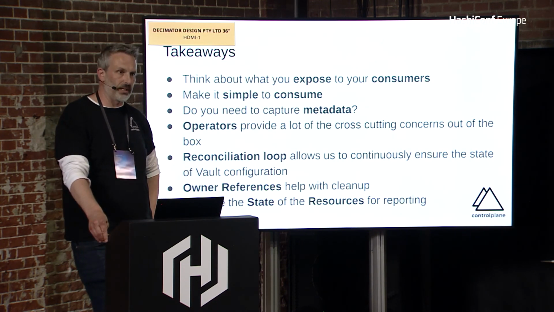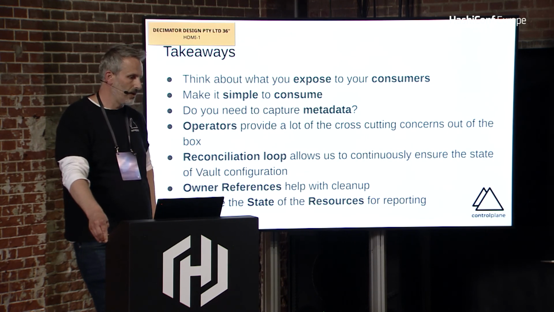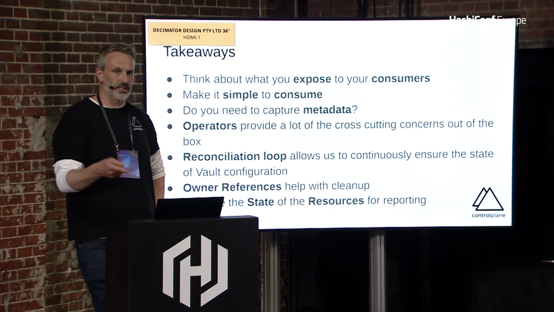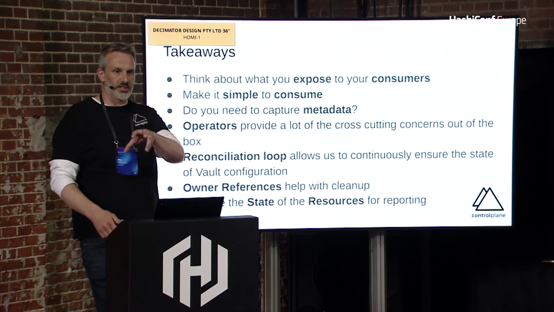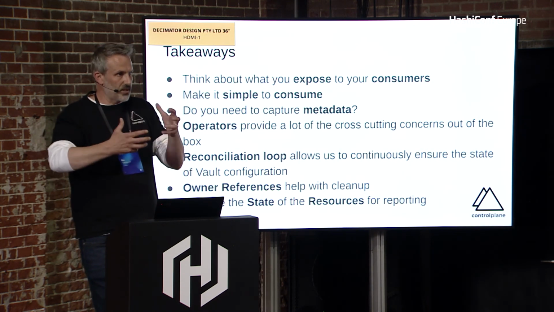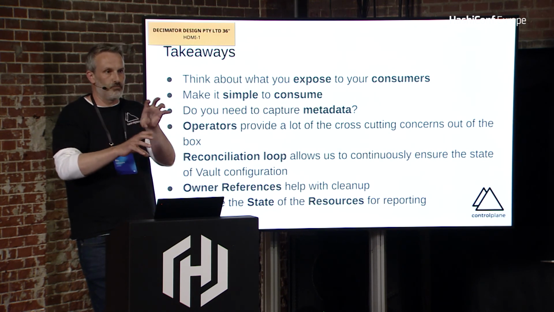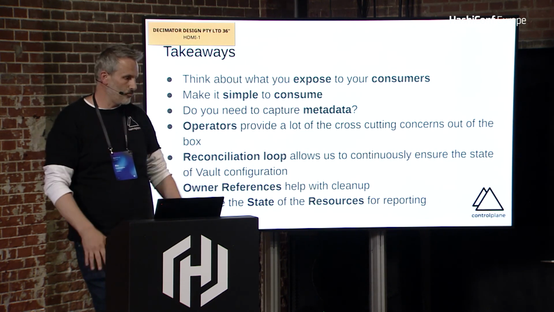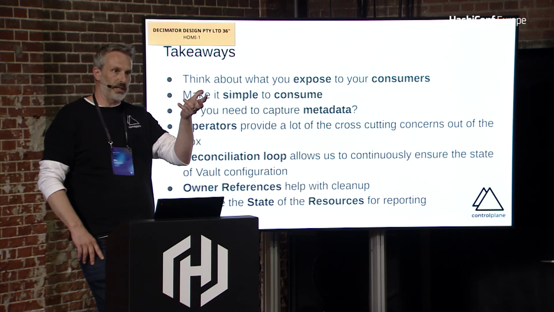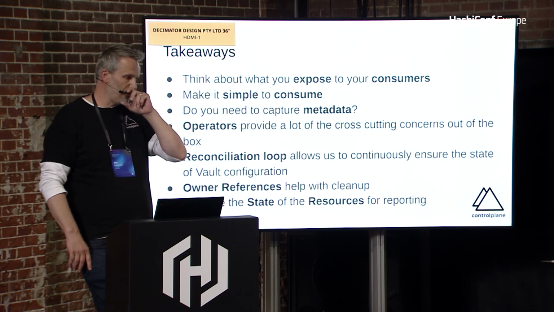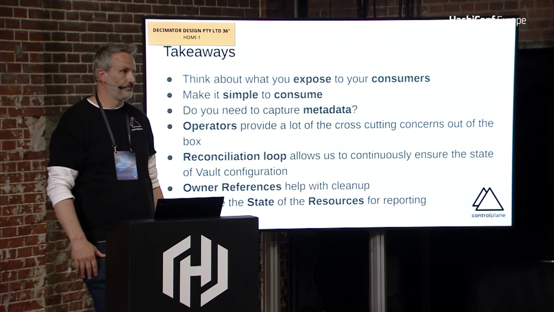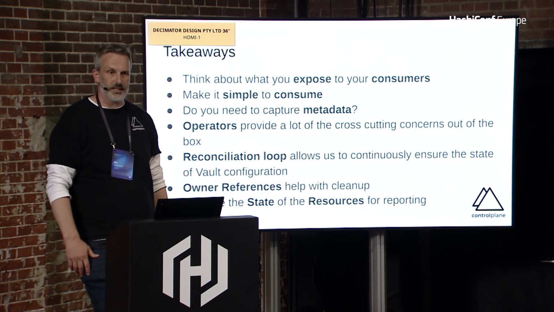So yeah, operators provide a lot of those cross-cutting concerns out of the box. The reconciliation loop is constantly checking, making sure that the state is as we expected it. If I deleted that policy from Vault, well, I've still got that policy custom resource, so it'll be recreated. So that allows us to automatically detect that drift and correct it. Owner references help with the cleanup. When I removed that role from the AWS Secrets Engine, the policy was automatically removed. And we can use the state of the resources for reporting. And that's it.